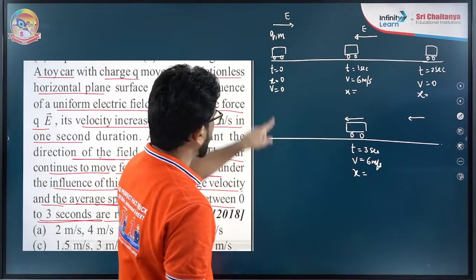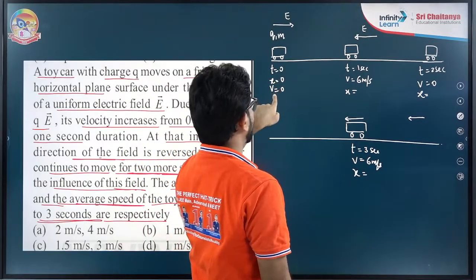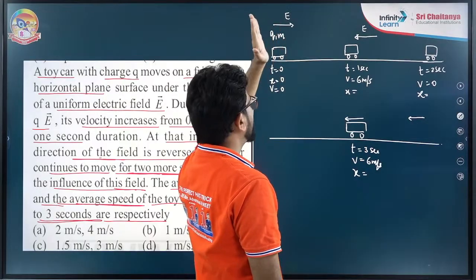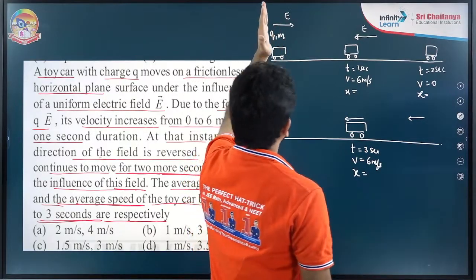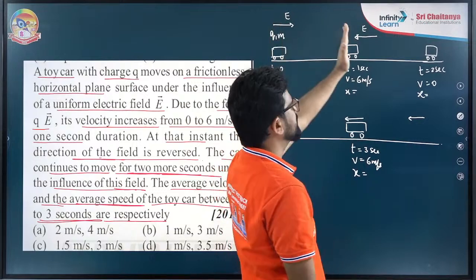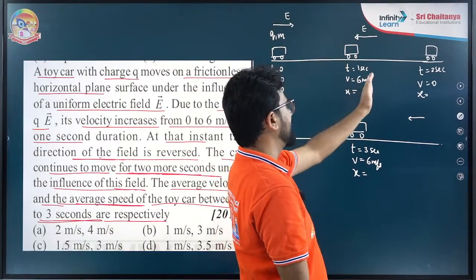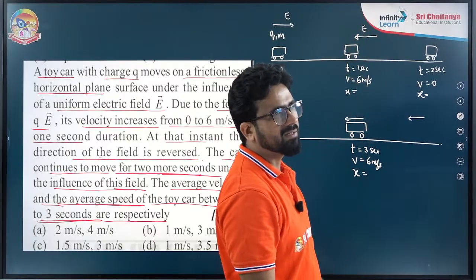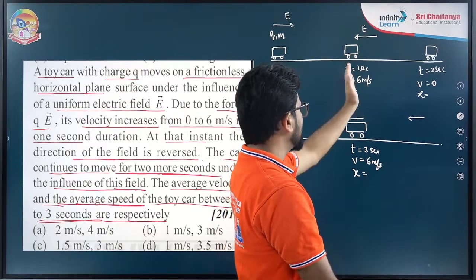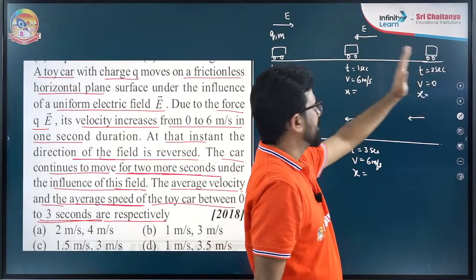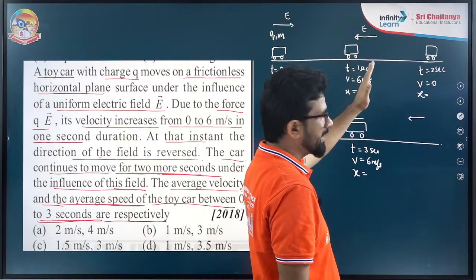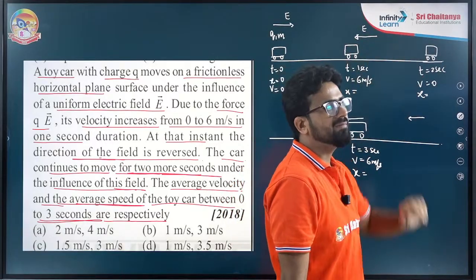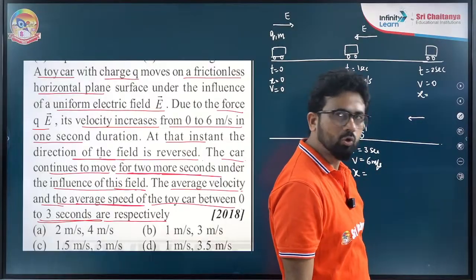I am repeating again. At t equal to 0, x equal to 0, velocity is 0. You are applying some field. Because the field is constant, the force is constant and the acceleration is constant. So using constant acceleration, it will reach t equal to 1 second, where velocity becomes 6 meter per second. But now the field is reversed, so acceleration becomes retardation. So 6 will become 0 in the next 1 second. That means this is time t equal to 2 seconds.